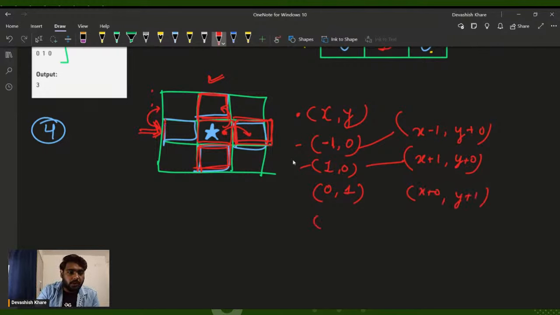Now let's talk about the last one. You guys are smart enough. You have gotten the logic. Come on, tell me the value of this one quickly. Tell me the value of this one.